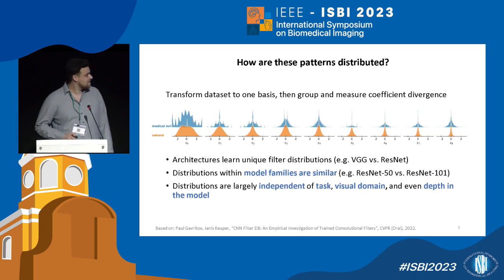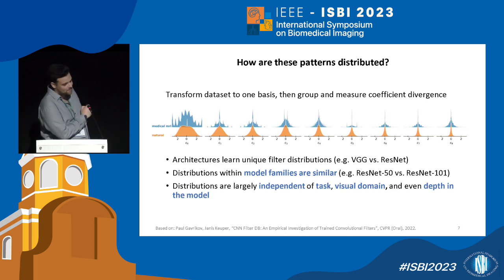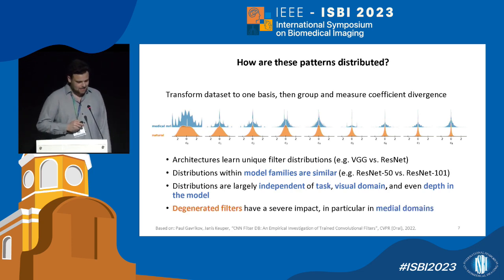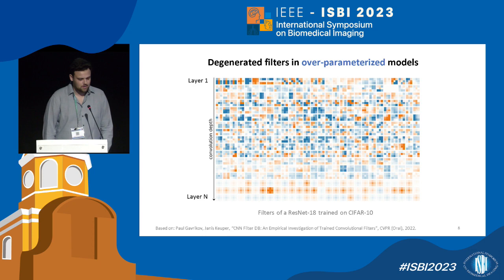You may now look at these two distributions and say, okay, but they look nothing alike. And there is actually a phenomenon that explains this, and we call this degenerated filters. We have primarily observed them in medical models. And just to give you an example of what they look like, here is a ResNet 18 that was trained on CIFAR-10. Every row in this image represents one convolution layer, on the first 30 kernels or so.